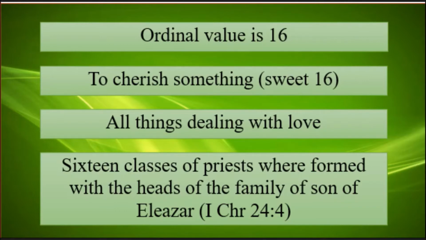Let's read 1 Chronicles chapter 24, verse 4. And there were more chief men found of the sons of Eleazar than of the sons of Ithamar, and thus were they divided. Among the sons of Eleazar there were 16 chief men of the house of their fathers, and 8 among the sons of Ithamar according to the house of their fathers. Okay, so we see here that there were 16 classes of priests from the sons of Eleazar.